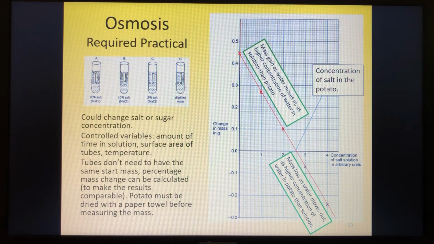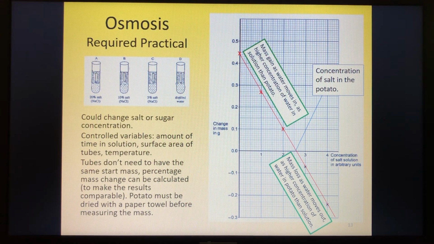Control variables, we've got the same amount of time in solution, the same surface area, we haven't chopped any up, and the same temperature. But again, it could be that temperature is the independent variable. It could be surface area is the independent variable. We don't know where they're going to go. We know the practical, but remember that we have to apply that practical to a new situation with a new independent variable. The tubes don't need to have the same start mass because we change everything to a percentage mass change, and that allows our results to be compared. We need to have results that we can fairly compare, and if they don't start off the same mass, we look at the percentage change in mass, and that allows us to compare the results.